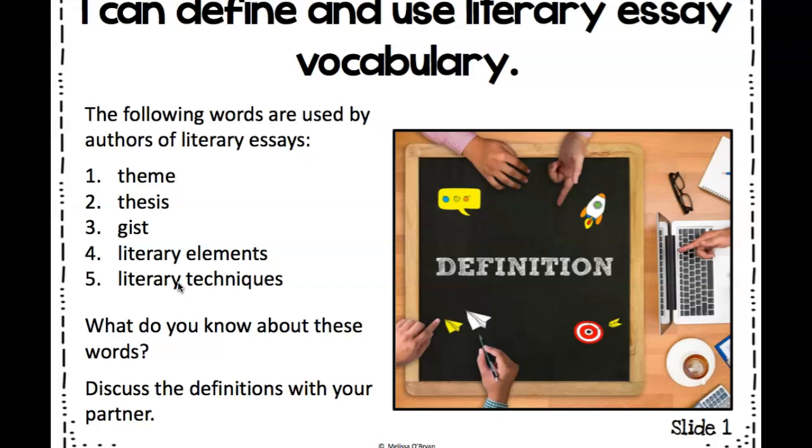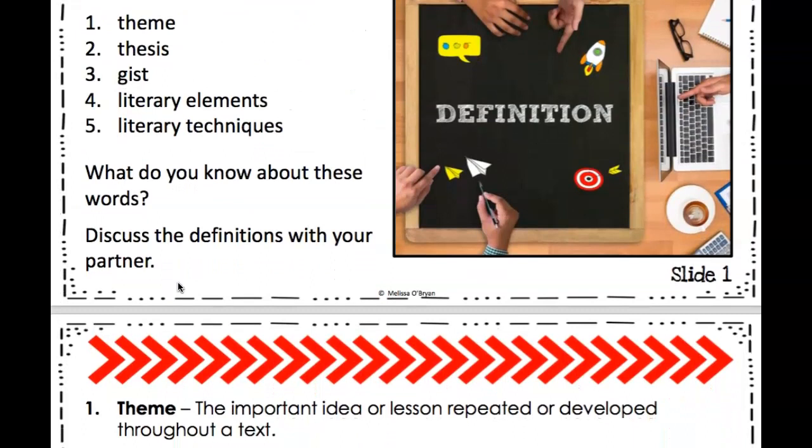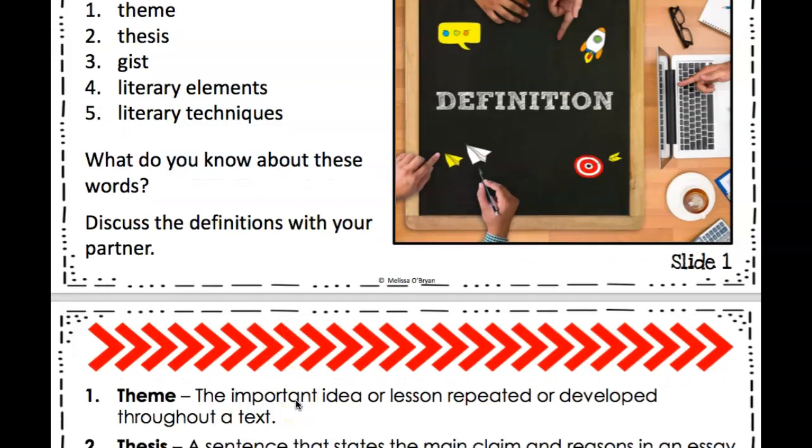All right, so we're going to go over each word, and again, you need to jot down the definition. So theme. Theme is the important idea or lesson repeated or developed throughout the text. It's what did the character learn? Think about a book that you've read. What did they learn? What can you take out of that and apply to your life? And we've talked about theme before.